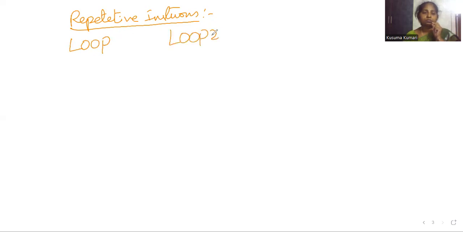Repetitive instructions, there are three types in this: loop, loop Z, and loop NZ. These three are called repetitive instructions. Simply, it is like a while or for loop. It is the same type of instruction.